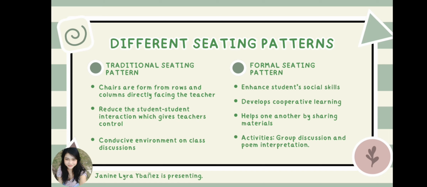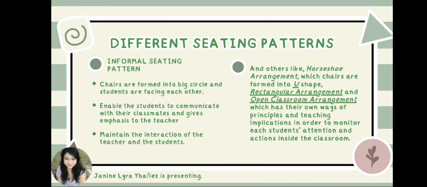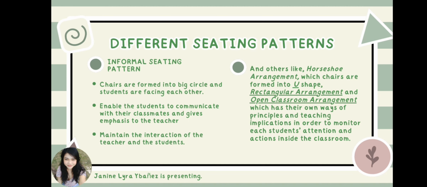And next is the informal seating pattern, wherein chairs are formed into a big circle and students are facing each other. It enables the students to communicate with their classmates, gives emphasis to the teacher, and also maintains the interaction of the teacher and the students. This seating arrangement can help instill a sense of belonging within classroom communities, with overall positive effects on learning, emotions, and well-being.